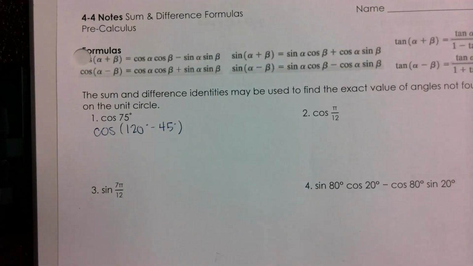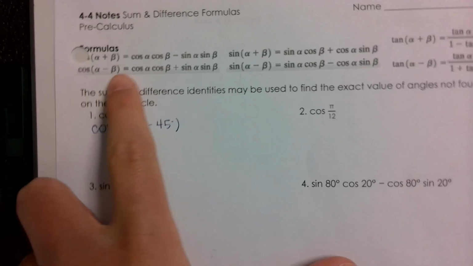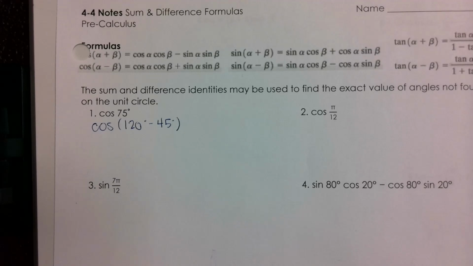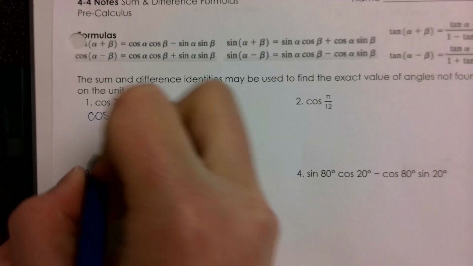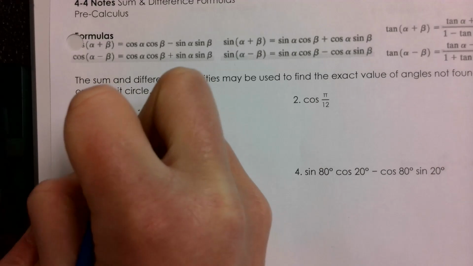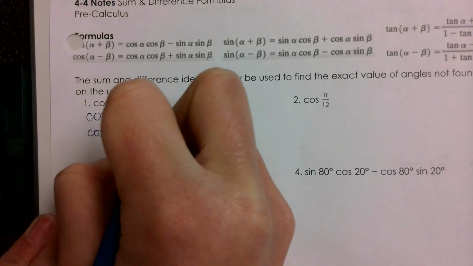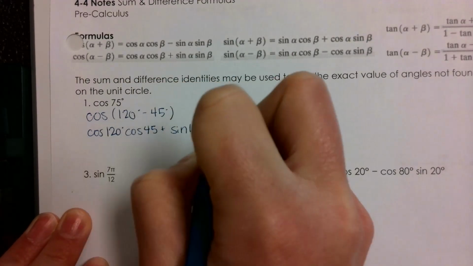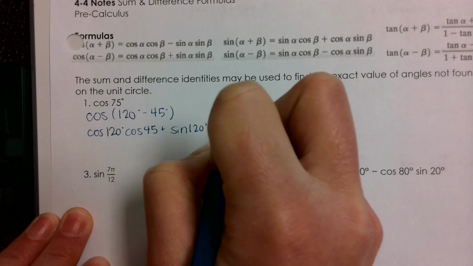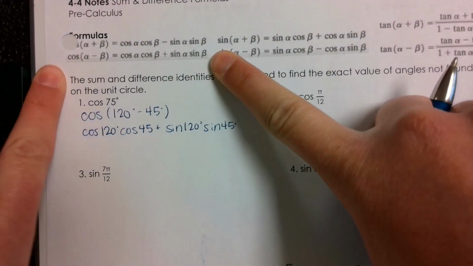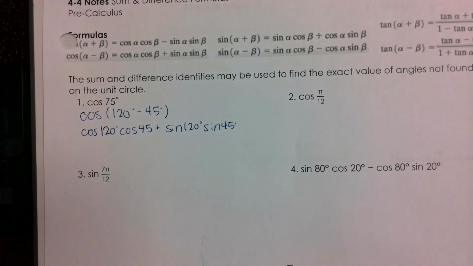And then the formula that we're using is this one right here. We do cosine of A minus B. So we'll say cosine of 120, sorry, and then cosine of 45 plus sine of 120 times sine of 45. We're just pulling that formula from right here. So it's cosine of a difference of angles. And then we'll just get those values from our unit circle.